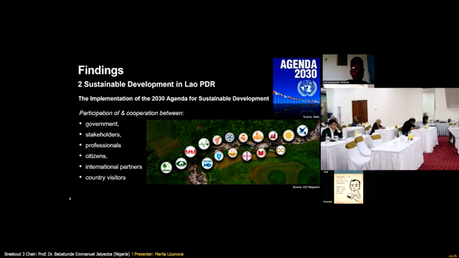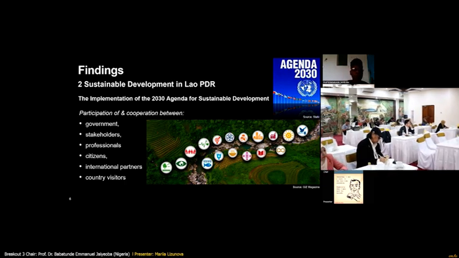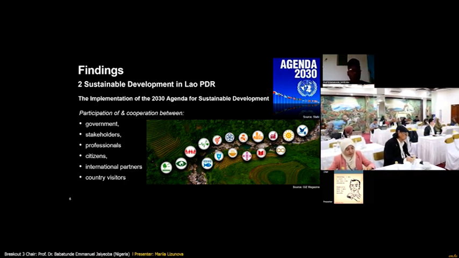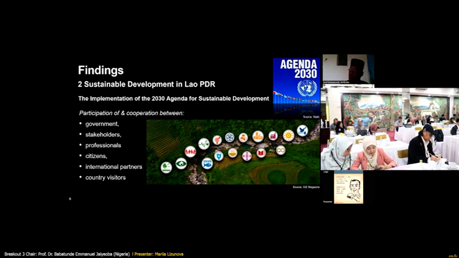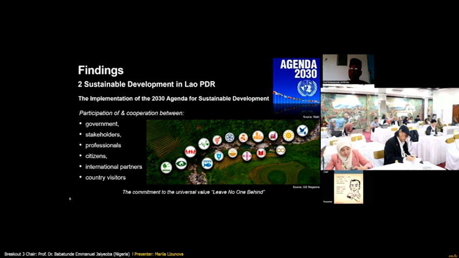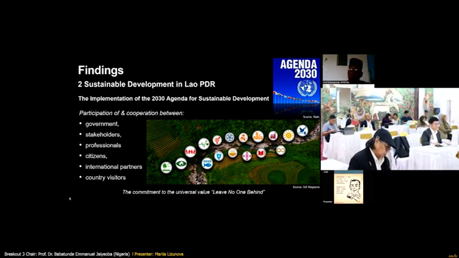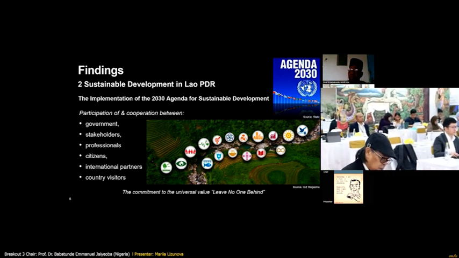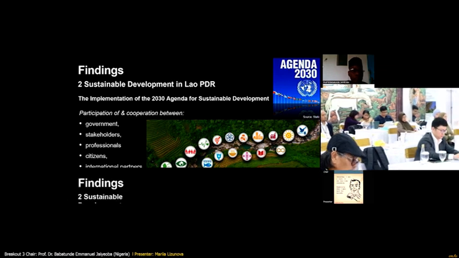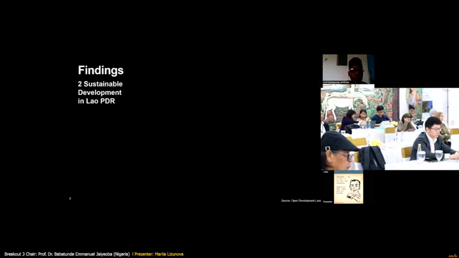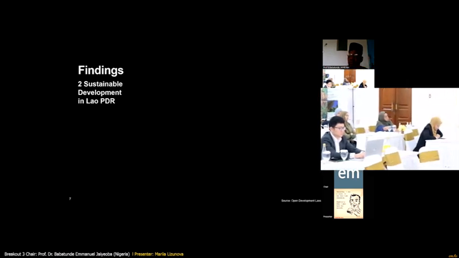Now moving to Lao PDR. The implementation of the 2030 Agenda for Sustainable Development demands multi-sided participation to ensure that the commitment to the universal value, leave no one behind, is respected. So I'm going to proceed with the review of the most important sustainable development goals that still need to be considered because they are lacking a lot of attention from the government and from the country itself.